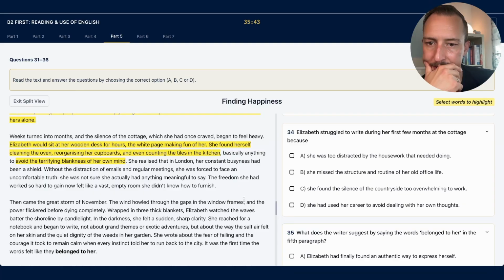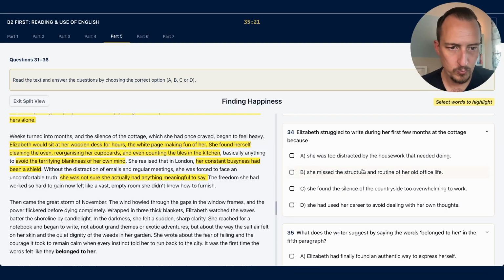She realized that, okay. That's an interesting phrase. She was forced to face the uncomfortable truth. She was not sure. The freedom she had worked so hard to gain, now a vast empty room. Okay, so she's not able to write.